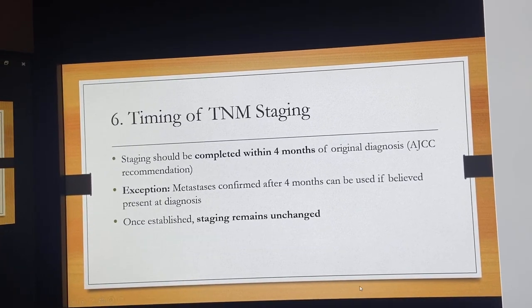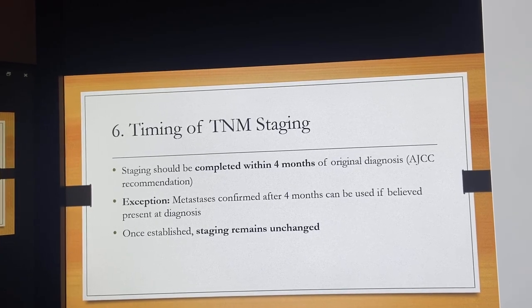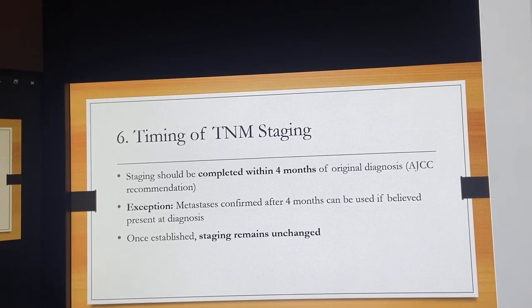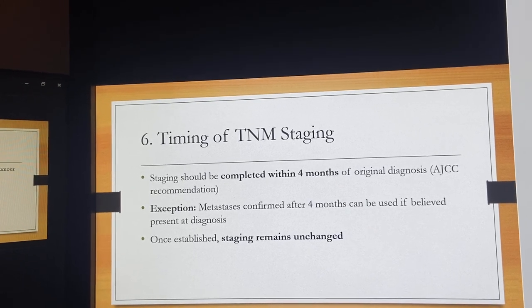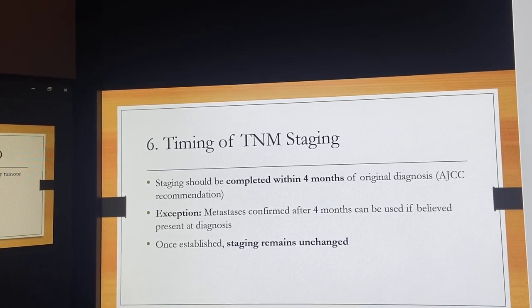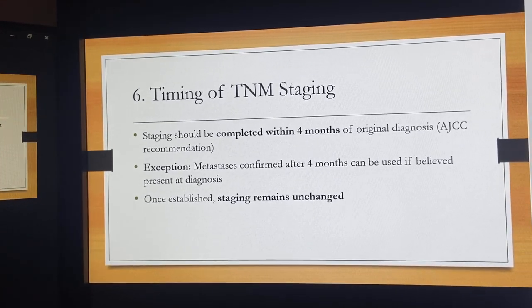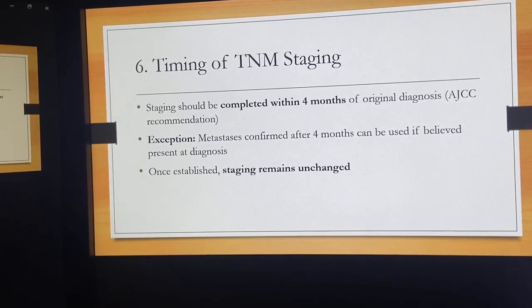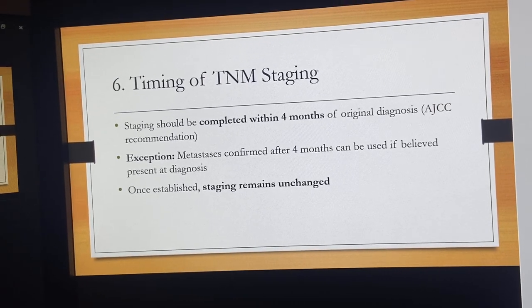Finally, the timing of TNM staging. The AJCC recommends completing staging within 4 months of diagnosis. In rare cases where the metastases are confirmed later but believed to have been present at diagnosis, they may still be used for staging. Otherwise, staging should be finalized within that 4-month window and remain unchanged thereafter.